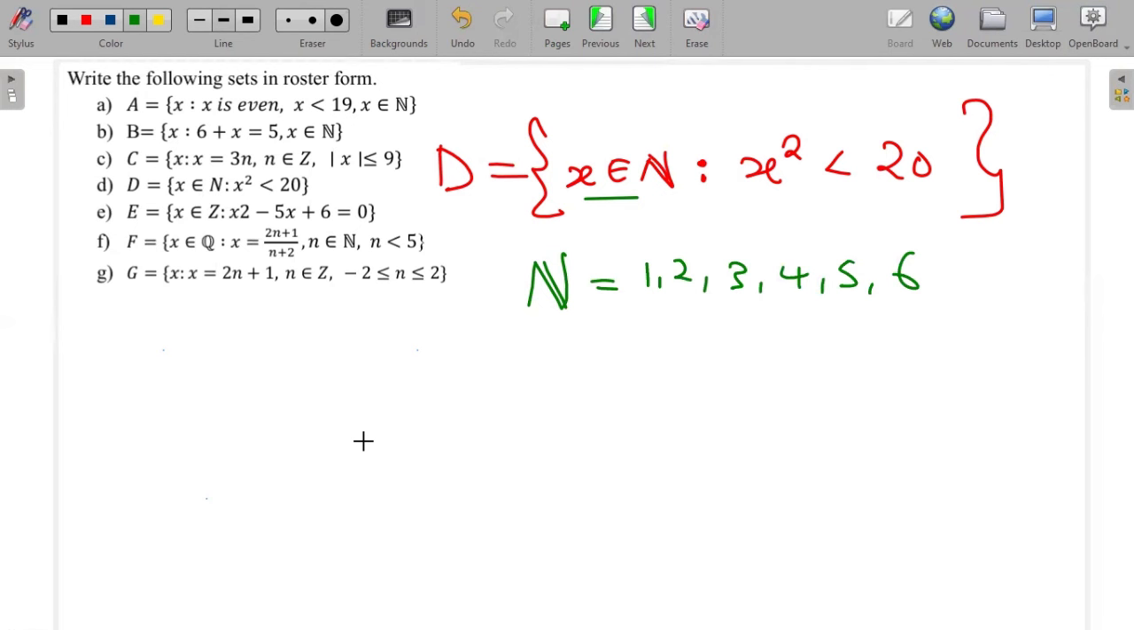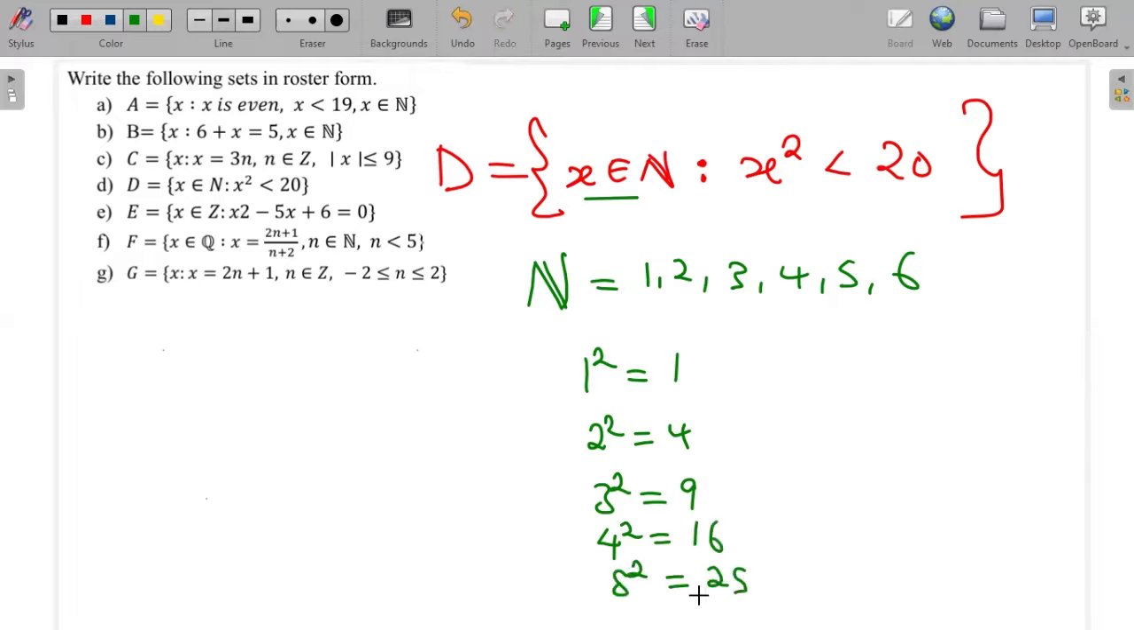So now this set D is going to contain those numbers such that when I square them, they're going to give me a number which is less than 20. So I'm just going to start squaring these guys. So 1 squared gives me 1. 2 squared gives me 4. 3 squared gives me 9. 4 squared gives me 16. And then 5 squared gives me 25. Okay. I think we can even end there.